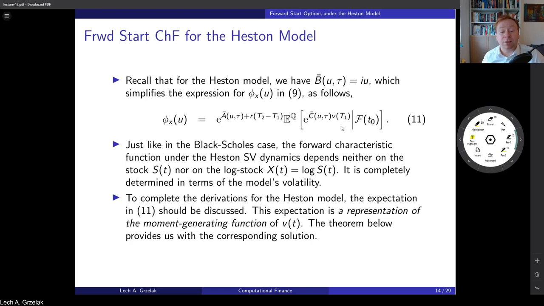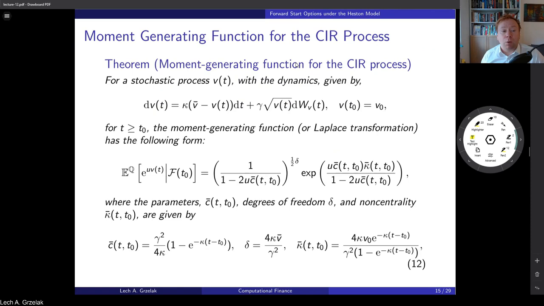Also in the book, we provided details on how to derive this expectation, because it will depend on a moment generating function, as it is written here. It's a representation of the moment generating function of Vt. And in the book, I would recommend actually looking into that proof, because it's one of the nicest and very elegant proofs of how to arrive at the moment generating function and how to apply it to calculate this expectation. So I will just give the theorem here, and for the proof I refer to the book.